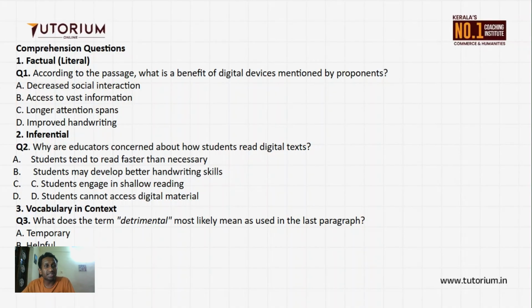So the first one is a literal or factual question. According to the passage, what is the benefit of digital devices mentioned by proponents? Okay, so if you just look at the question, you know that the first passage is where advantages of digital devices were mentioned. So you can quickly go to that passage.